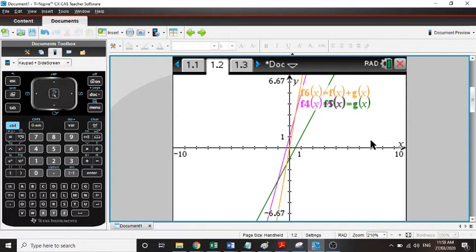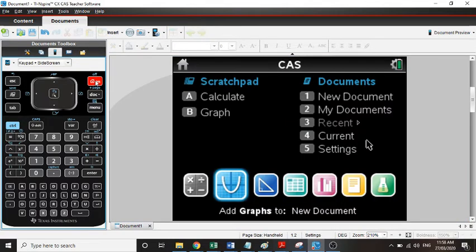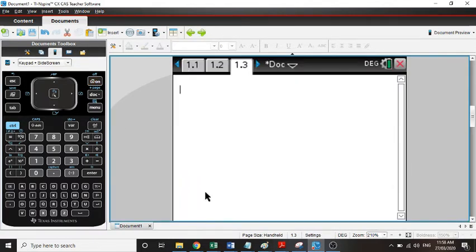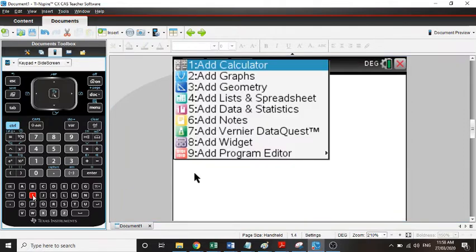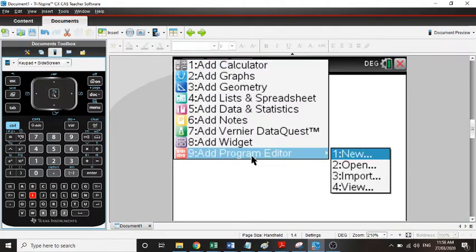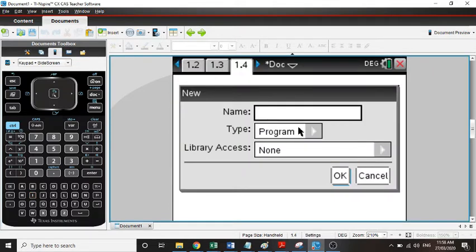So what we are going to do now is look at something else. I've clicked on new calculator, and I'm going to press Control and I for insert, add program editor, and new. We're going to call this quadratic. Don't put any spaces in, it doesn't like spaces, so I'm just calling it quadratic.